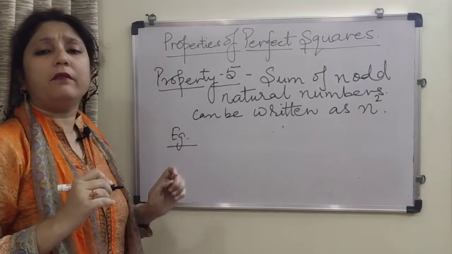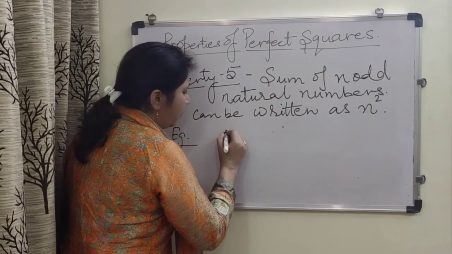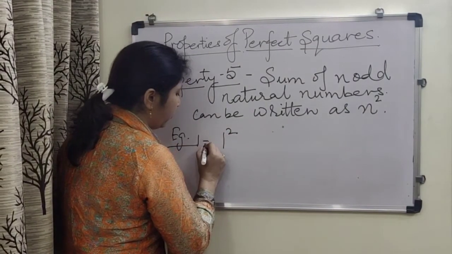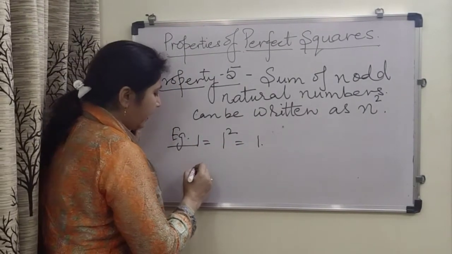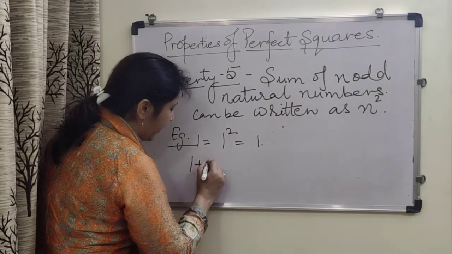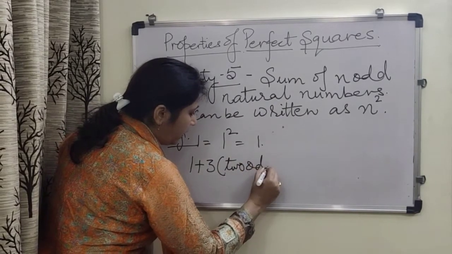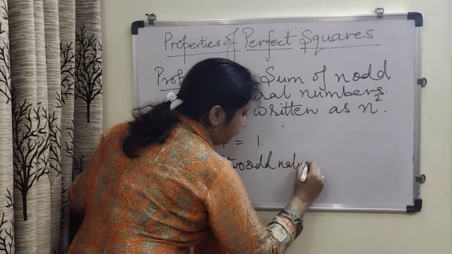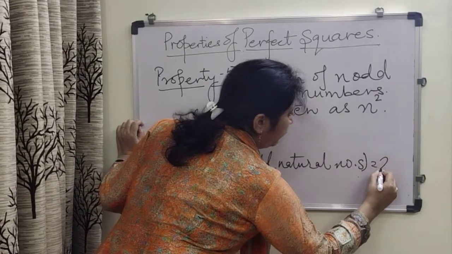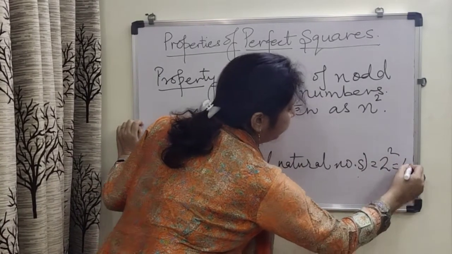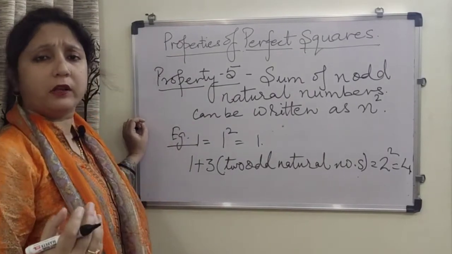Say you have one natural number, that is 1. 1 is equal to 1 square, that is 1. Single odd natural number. Say if we take two odd natural numbers 1 and 3, they are two odd natural numbers. So their sum would be 2 square, that is 4. Isn't it? Let's take another example of 3 odd natural numbers.